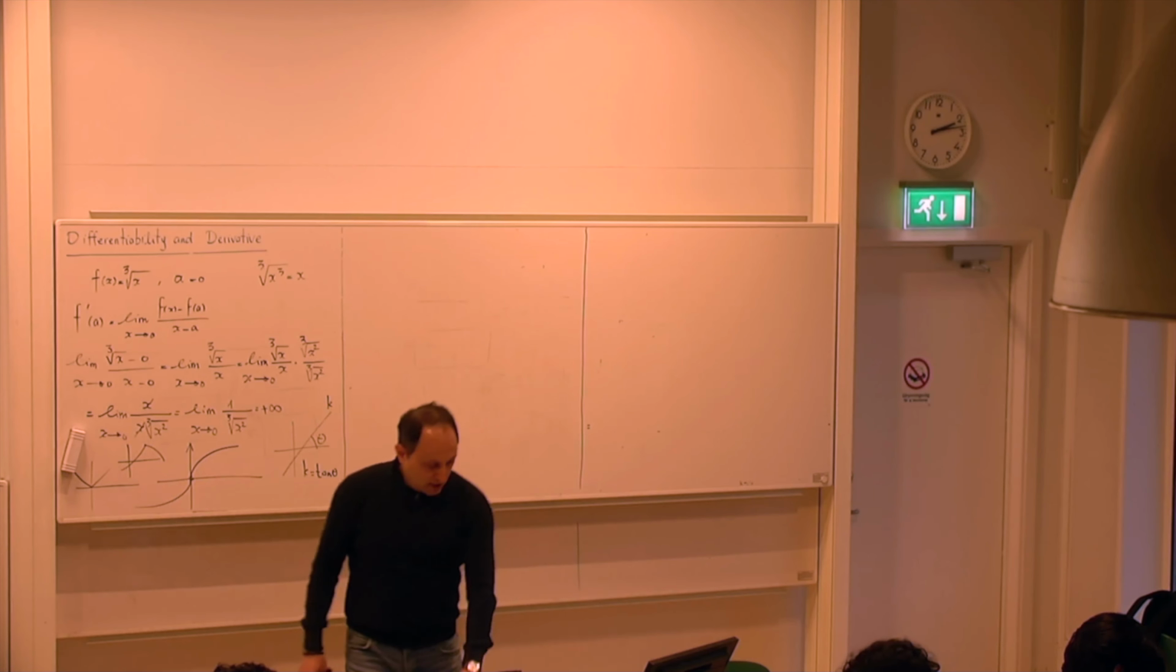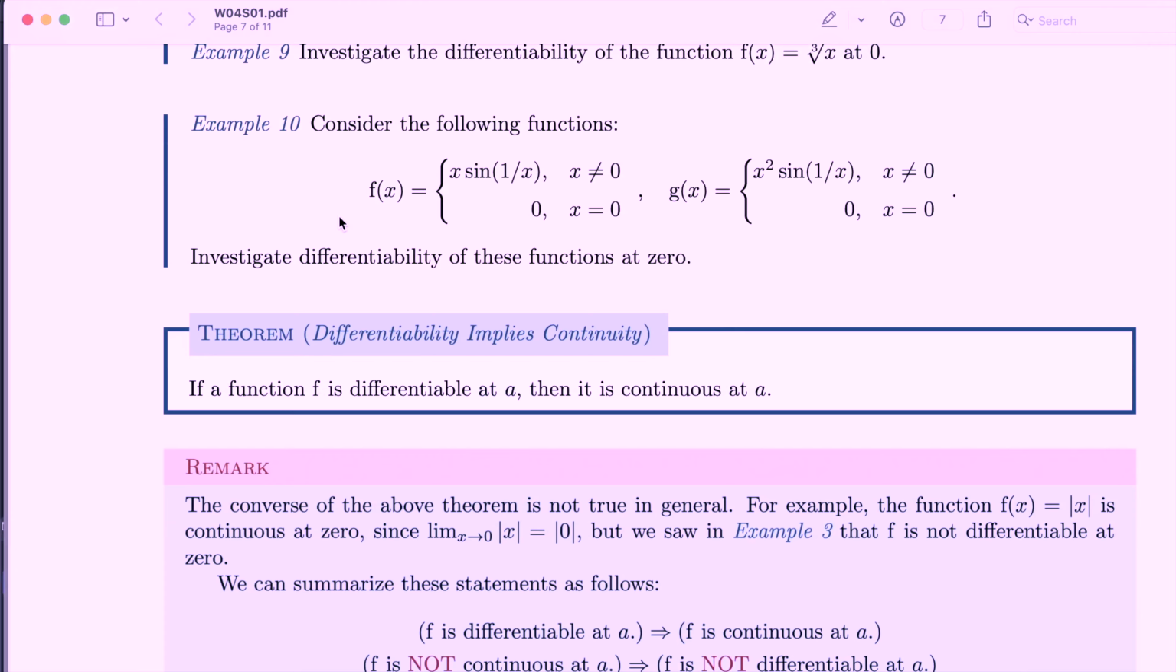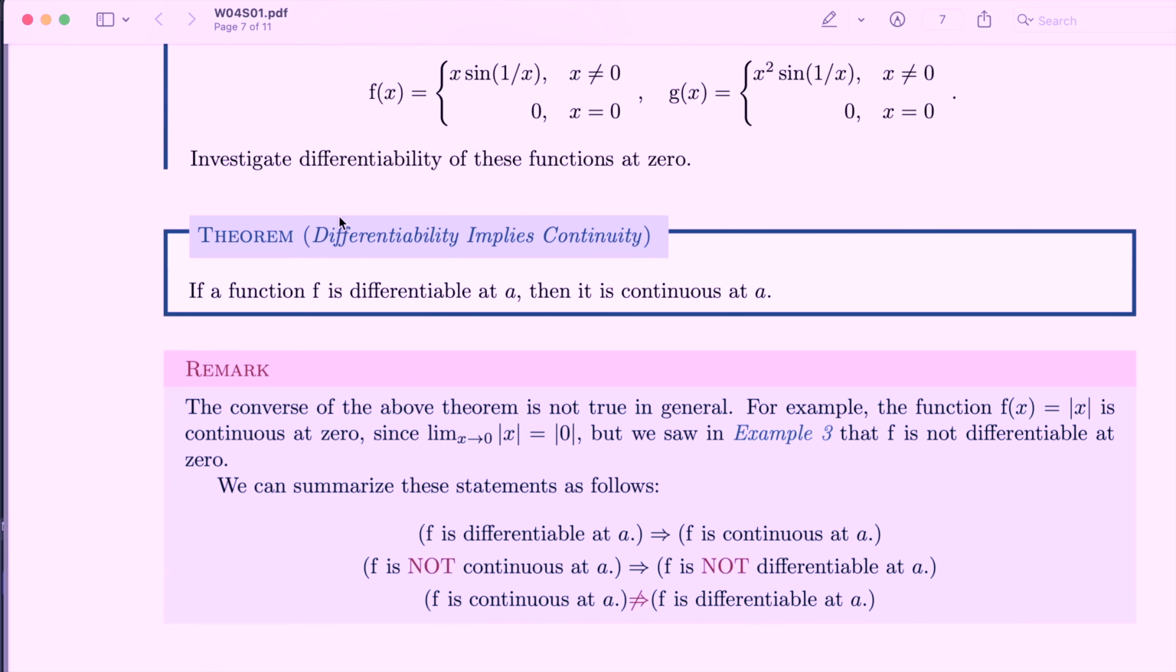Okay, so let me, for the time being, skip this problem number 10. It's a good problem. I think I will come back to it. Yes, I'm in the stress of time. If I have time, I will come back to it.